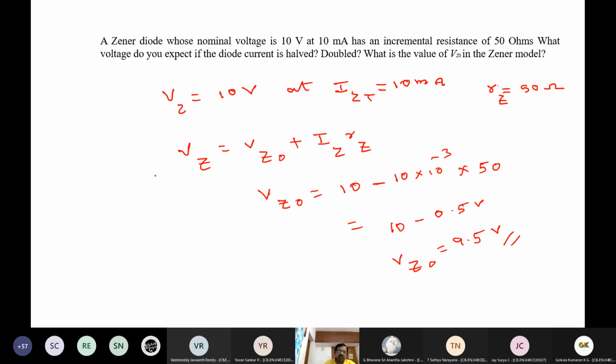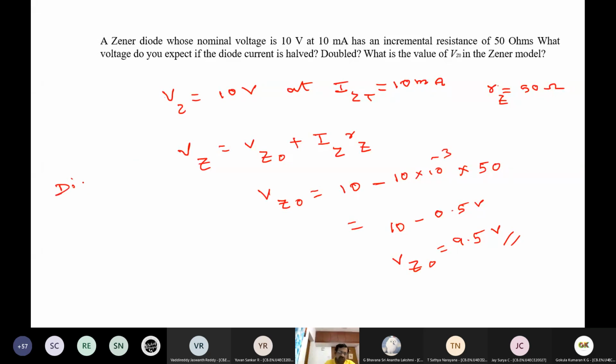Okay, the next question is what do you expect if the diode current is halved? So diode current halved means IZT is 10 milliampere. So remember that reverse bias characteristic. From there, I'm going to get to this thing, lower the current. Okay, so how much lower?